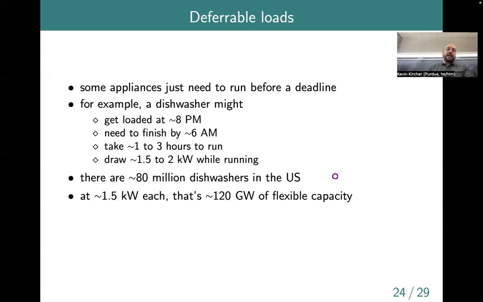All right. There are about 80 million dishwashers in the US. Not all housing units have a dishwasher, of course. Call it a kilowatt and a half each when they're running. That again gives you on the order of 100 gigawatts, about 1/13 of all electricity generation capacity in the US, just from these flexible appliances.